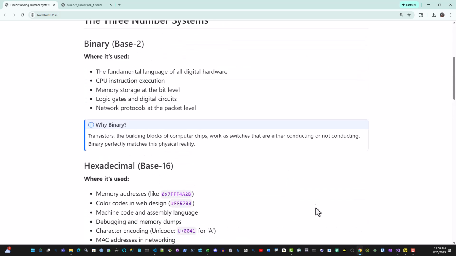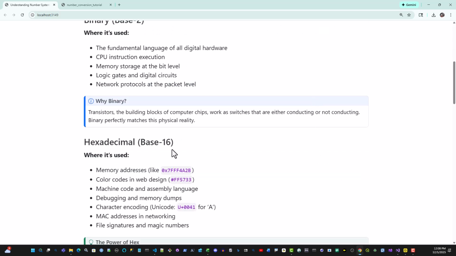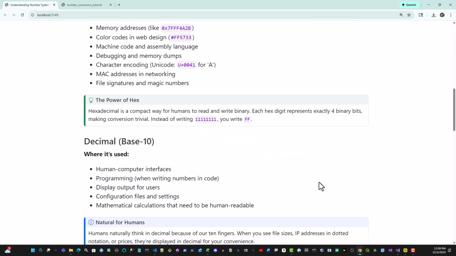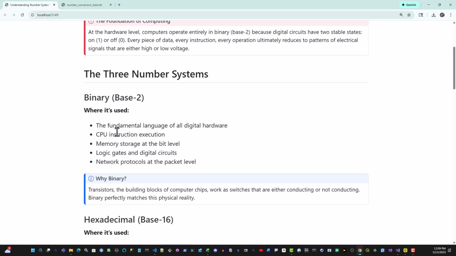These different systems use something called a base. For binary, it's base 2, meaning the on-off type of switching. For hexadecimal, it's base 16. And decimal uses a base of 10. This becomes important when you do calculations or convert from one to another, because you're going to have to use these bases. Binary is the low level of the computer's hardware, ones and zeros, used for CPU instructions, memory storage at the bit level, and network protocols at the packet level. So it's the very low-level internal workings of the computer and its processing.